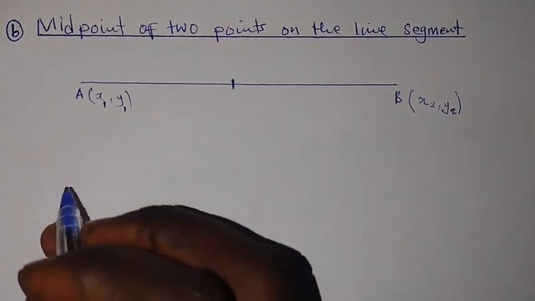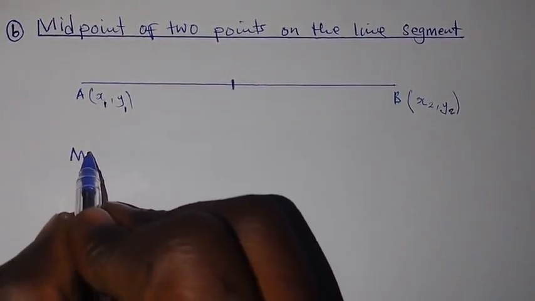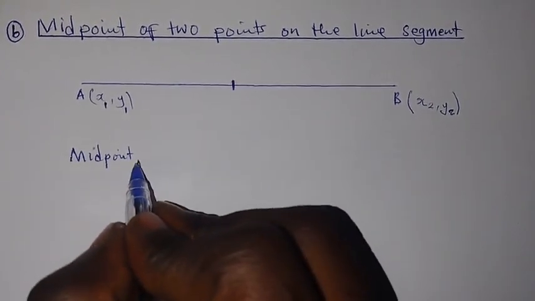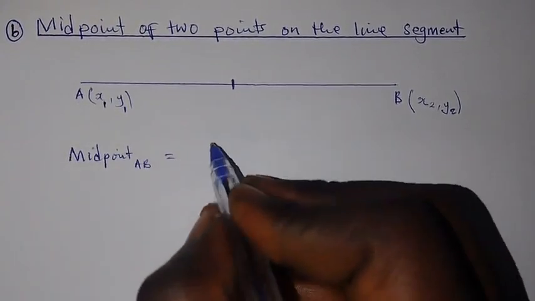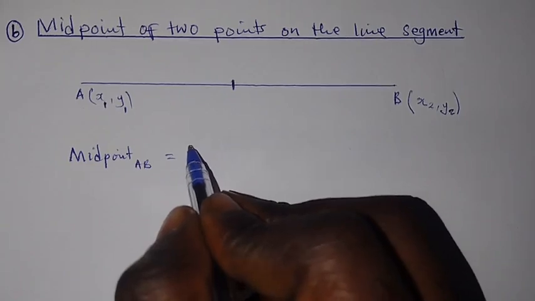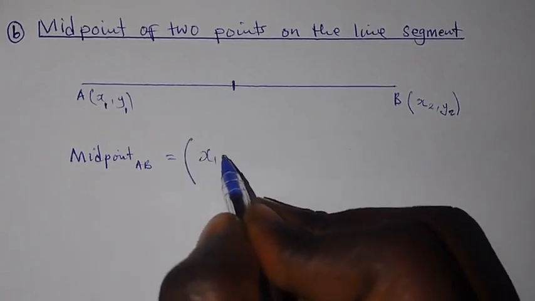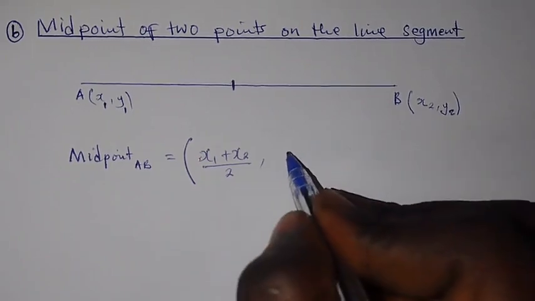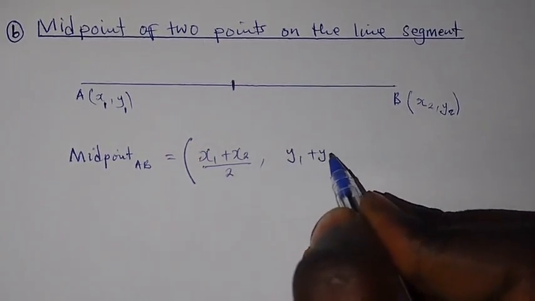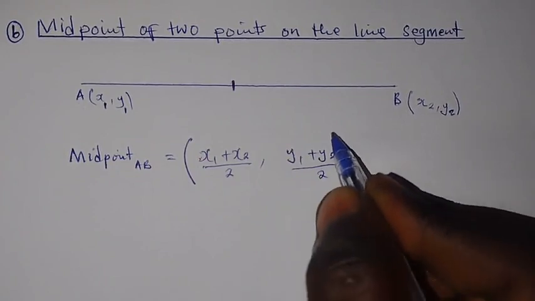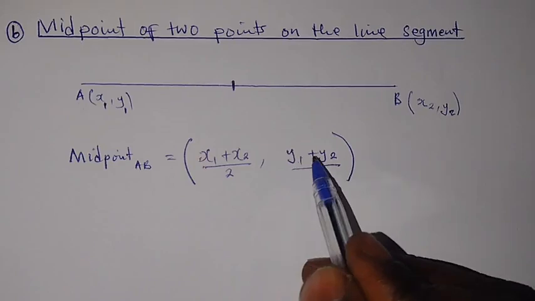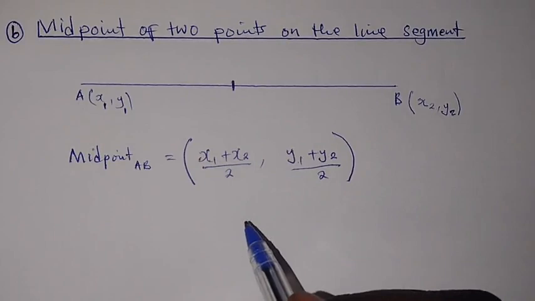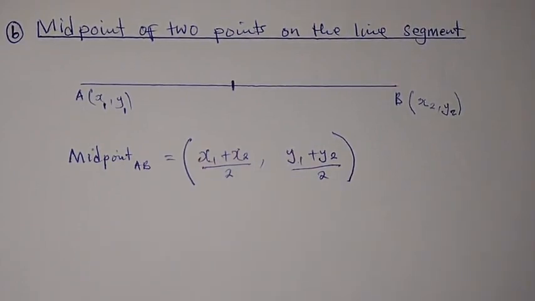The way I'll find this midpoint, I'll use this formula. Midpoint of AB is equal to x1 plus x2 over 2, comma, y1 plus y2 over 2. Whether you start with y2 plus y1 or you start with x2 plus x1, you get the same answer. So this is the formula that we are going to use.